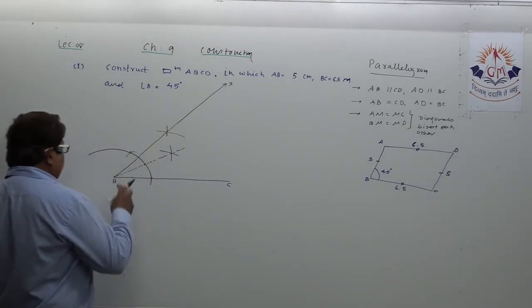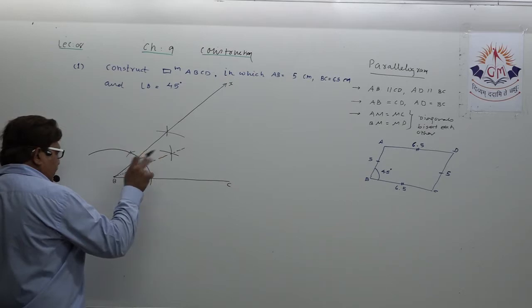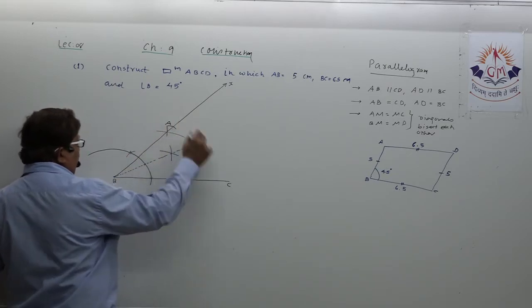Now center your compass at B. You have already taken the radius of 5 centimeter. Okay. Cut this ray BX, you will get point A.